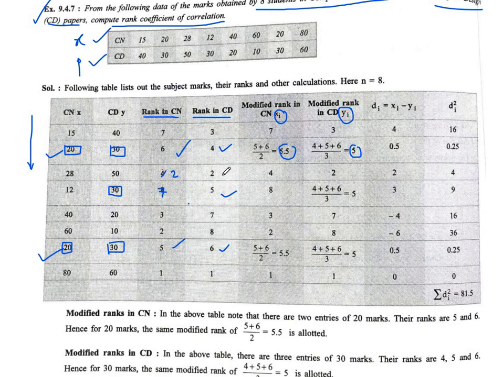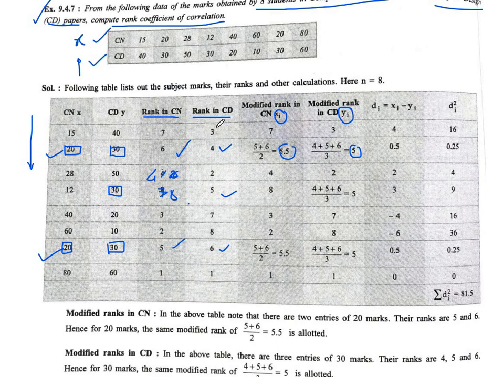Then for this it is 4, because 4 is there, not 2. Here this is 4, then this is 8. So 8 comes here, 3 comes here, 2 for 20. So this is 5.5, because the ranks are 5 and 6, the average of that, and 1.